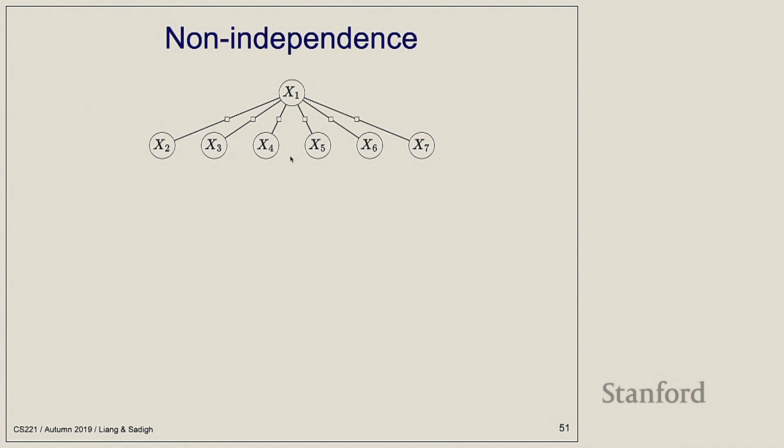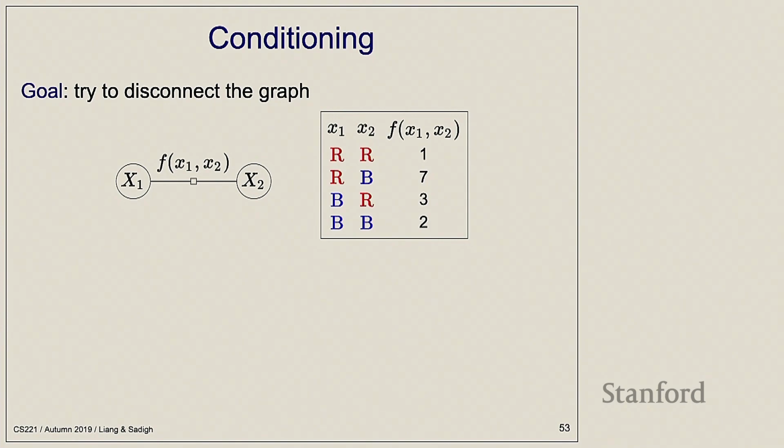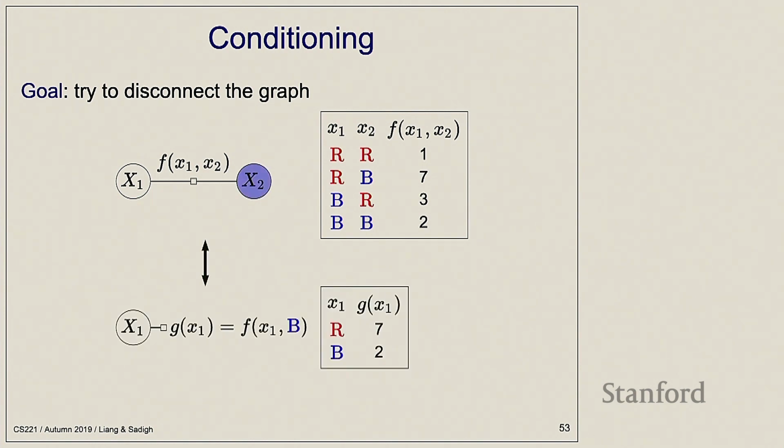So it's not quite independent, but it's almost independent. Only if x1 didn't exist, then the rest of them would be independent. And so this is where we introduce this idea of conditioning. And conditioning is a way to rip nodes out of a graph.